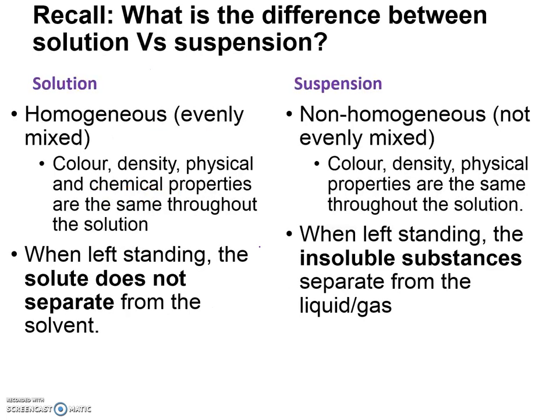So if you recall, a solution is one that is homogeneous or evenly mixed, but a suspension is non-homogeneous, which means that if you look at a suspension, it's a bit like bubble tea. The color and the density at the bottom of the tea is different from that at the top of the tea. And of course, when left standing, all the pearls will separate from the liquid. But if it's a solution like salt water, the salt does not separate from the water.